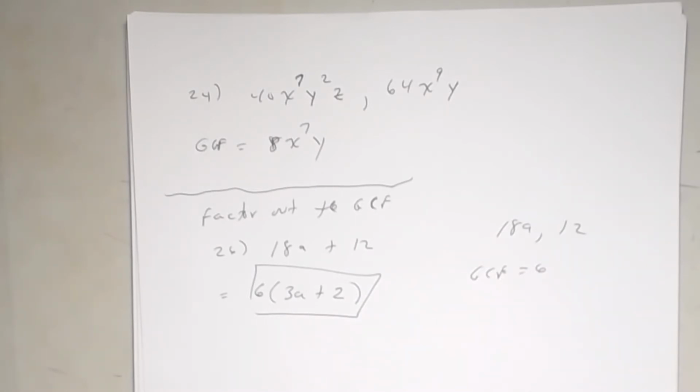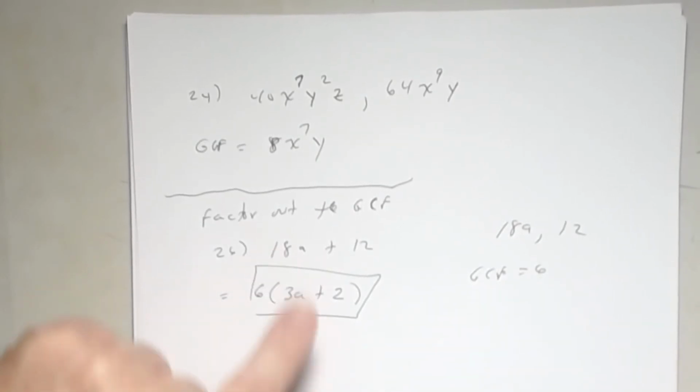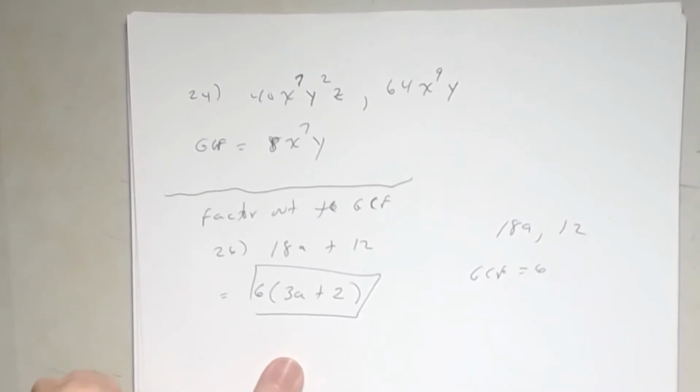And you only use the variable on one side? Only use the a, because there's an a. Is that what you're asking? Yeah. According to the distributive property, 6 times what is 18a? 3a.